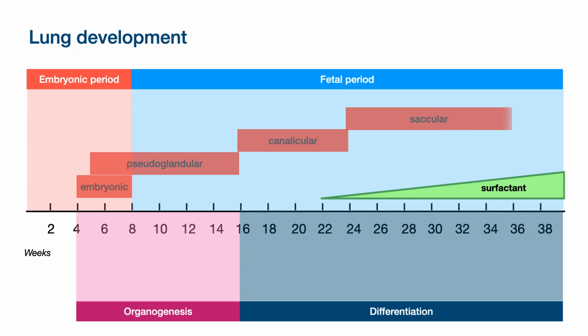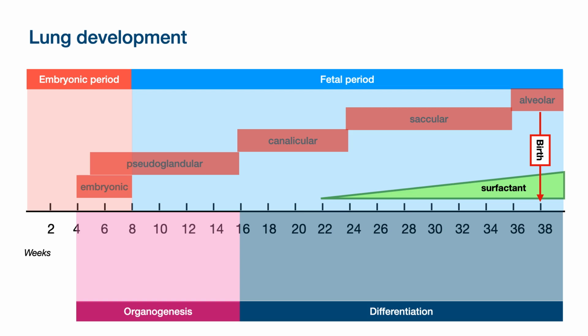Week 24 marks the beginning of the saccular stage, where alveolar ducts and air sacs are developed. This stage can last up to 36 weeks. The last stage is the alveolar stage, which begins at week 36 to 37 and continues until 7 to 8 years of age. Secondary septation occurs with increasing number and size of capillaries and alveoli.